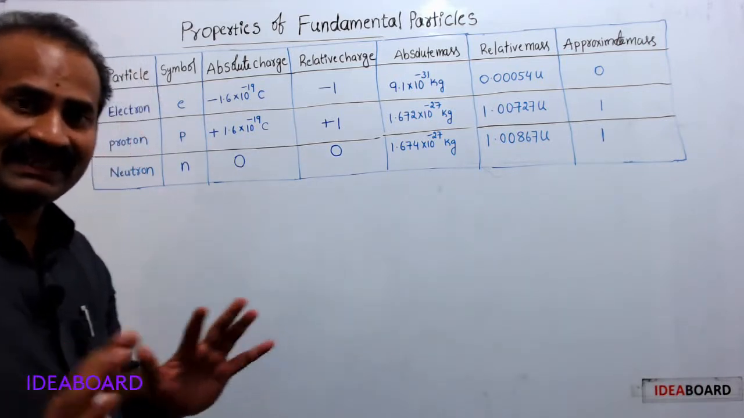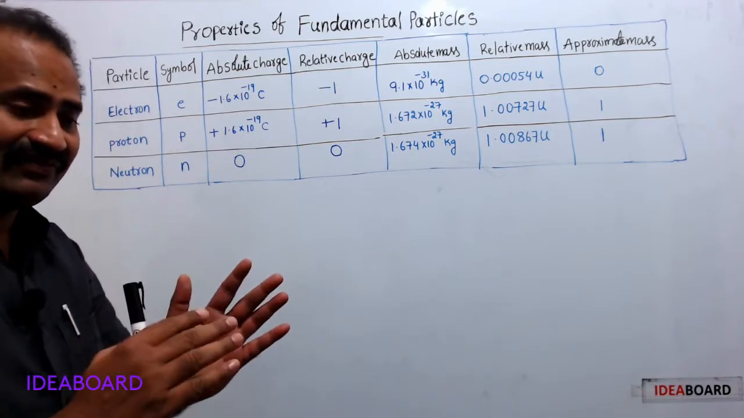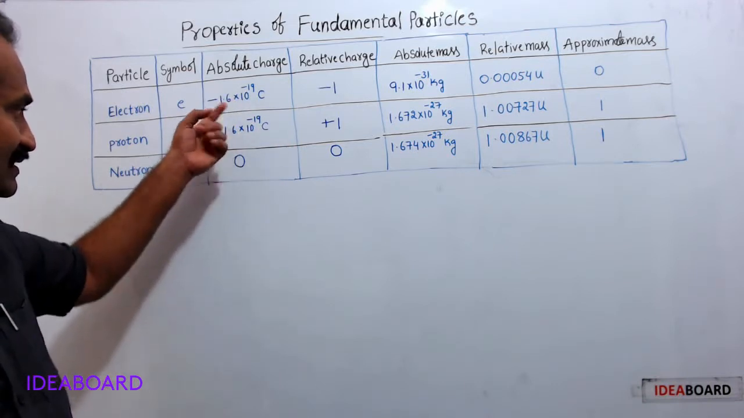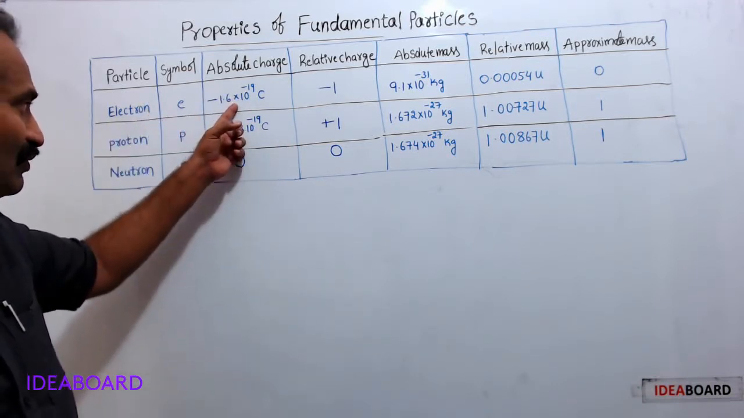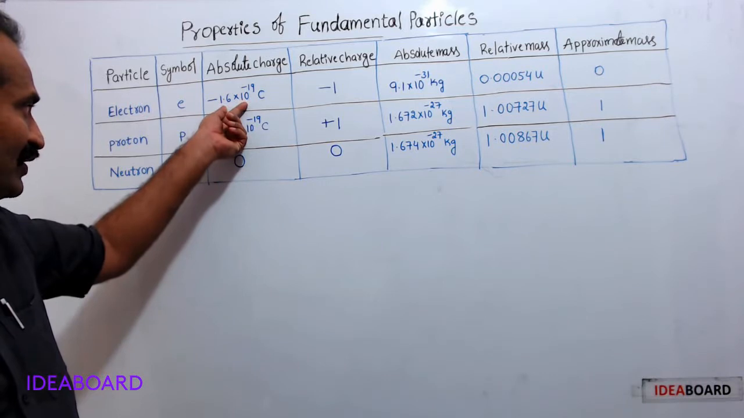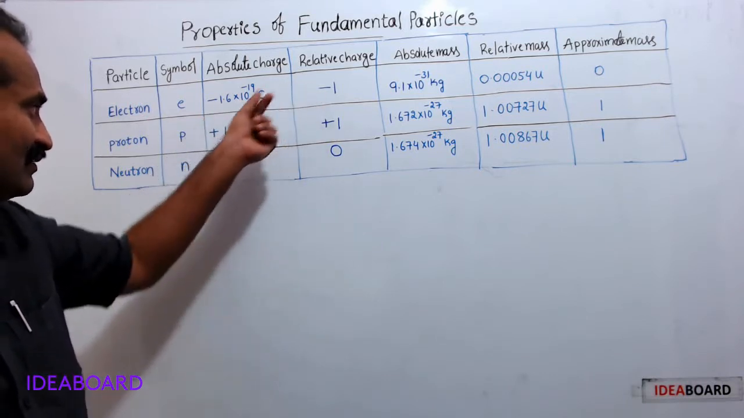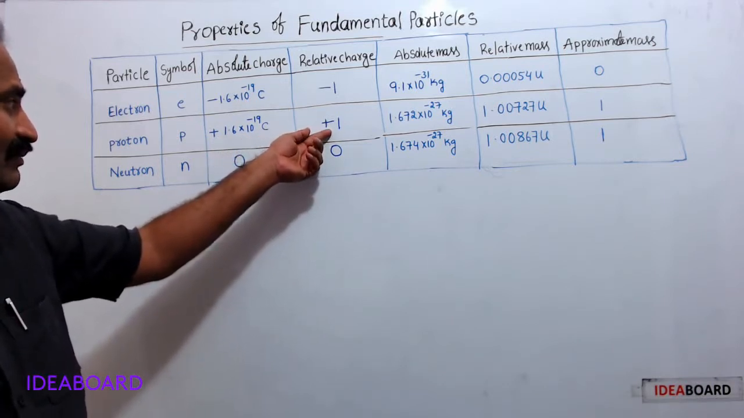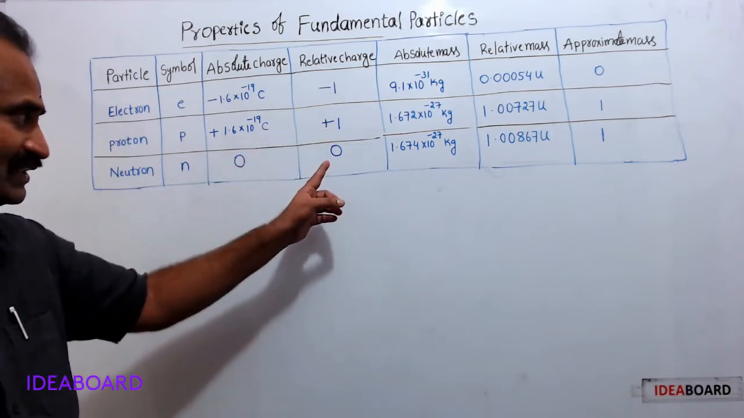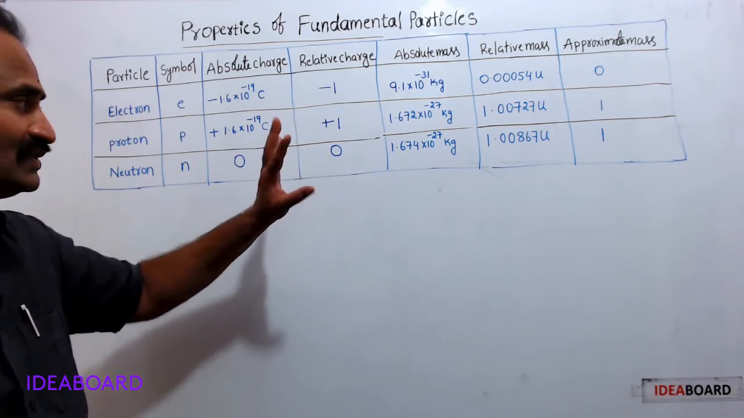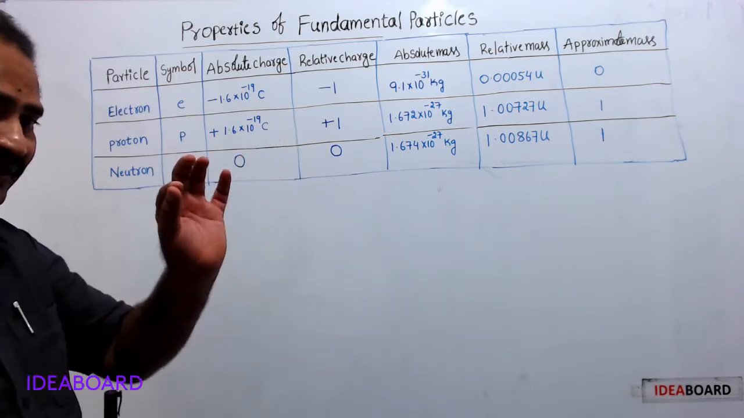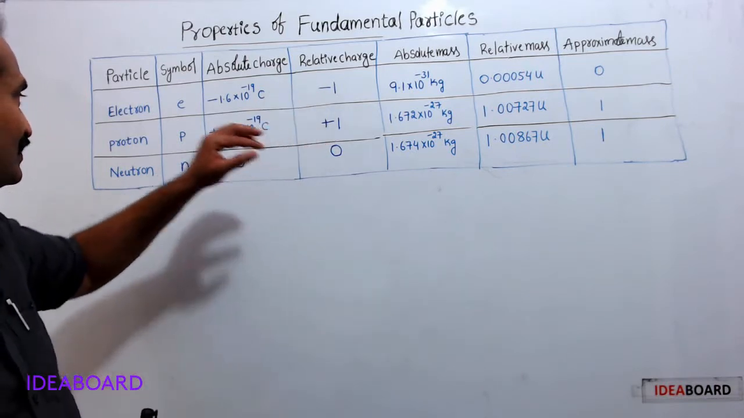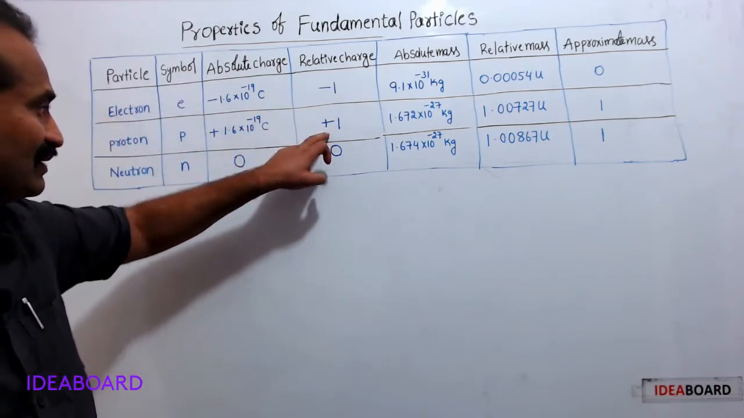Now relative charge means it is in comparison to another. Suppose you divide all these three charges with 1.6 into 10 power minus 19 coulomb. Minus 1.6 into 10 power minus 19 coulomb divided by 1.6 into 10 power minus 19 coulomb gives minus 1. Plus 1.6 into 10 power minus 19 coulomb divided by the same gives plus 1. 0 divided by 1.6 into 10 power minus 19 coulomb gives 0. So with reference to 1.6 into 10 power minus 19 coulomb, the charges of these three particles are minus 1, plus 1, 0.